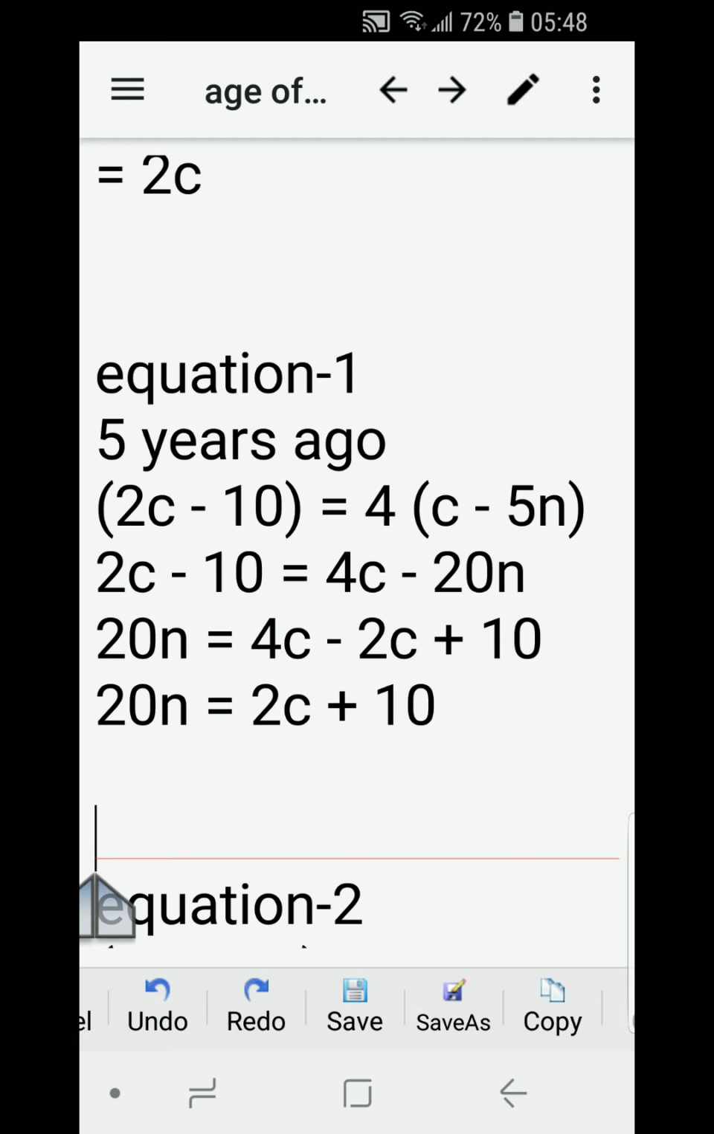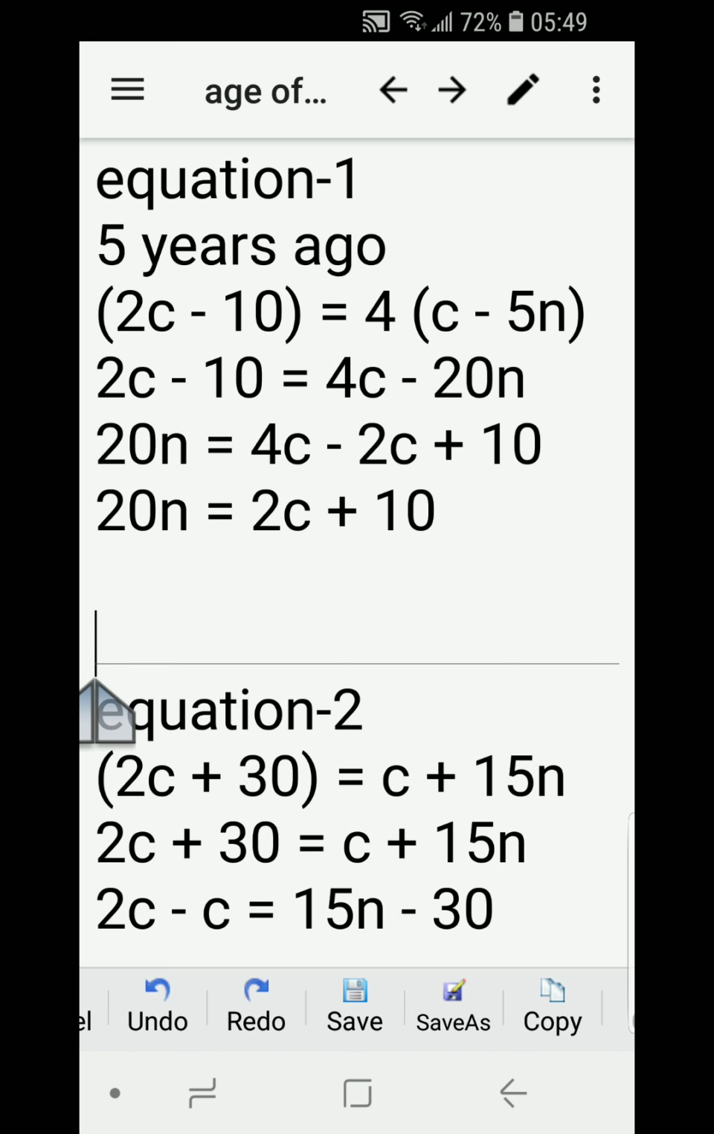Okay, and so we simplify. We got 2c minus 10 equals 4c minus 20n. Then we got equation 1: 20n equals 2c plus 10.